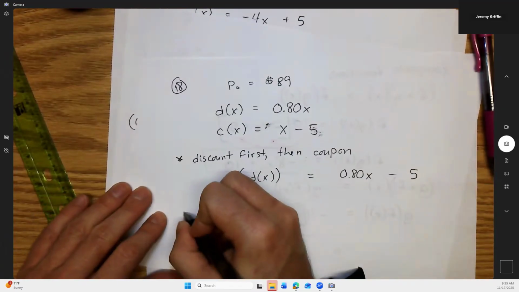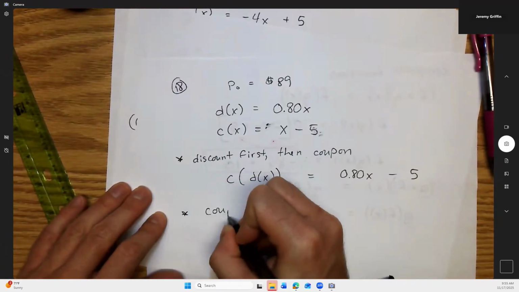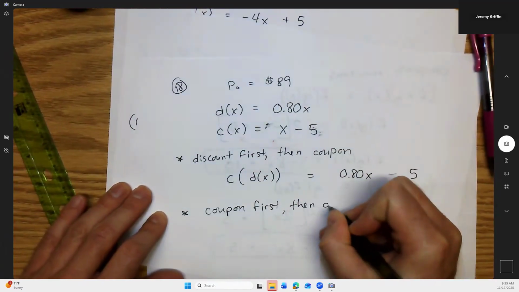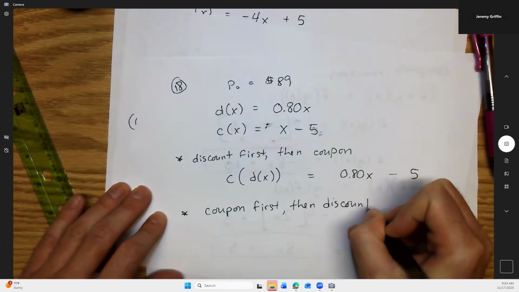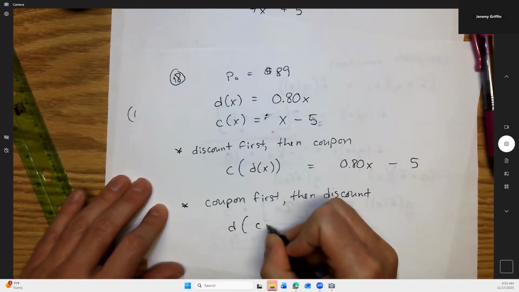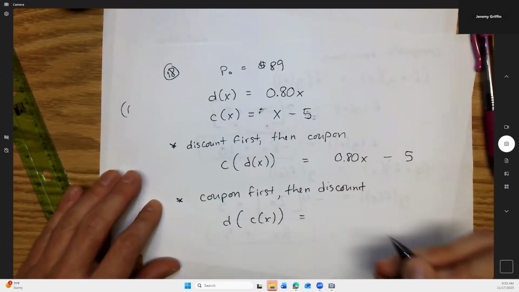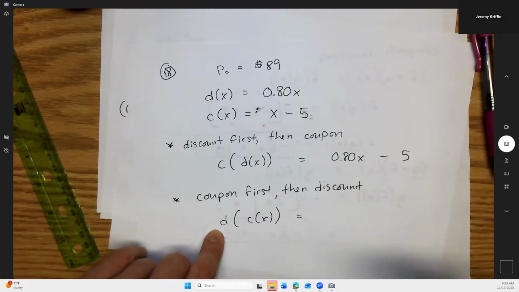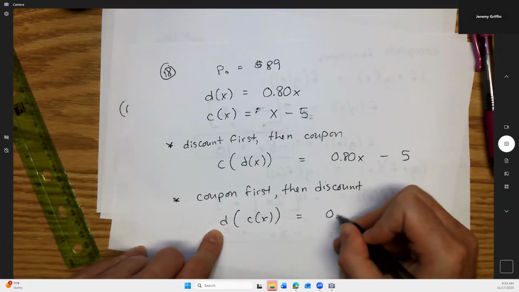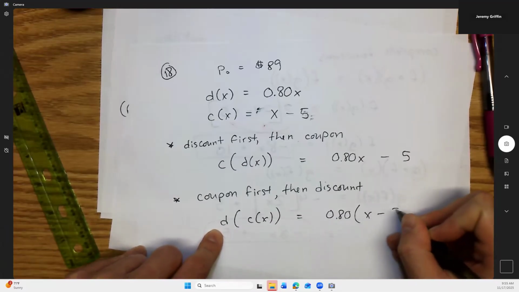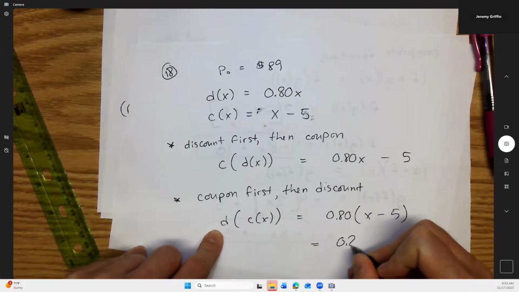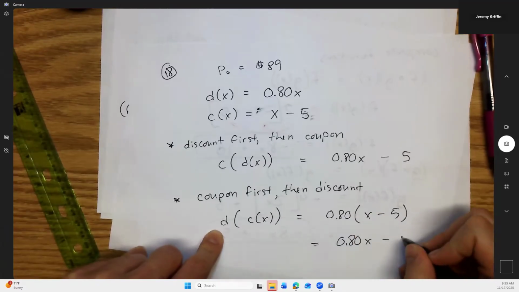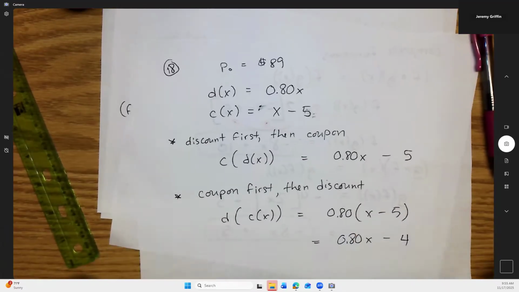But if she does coupon first, then discount, well, that would be like discount of a coupon price, which would be you take $5 off first, and after the fact, you multiply by 80%. So it'd be 80% of x minus 5, which is the same thing as you could distribute that 80%. Guess what's 80% of 5? Like 4, wouldn't it?